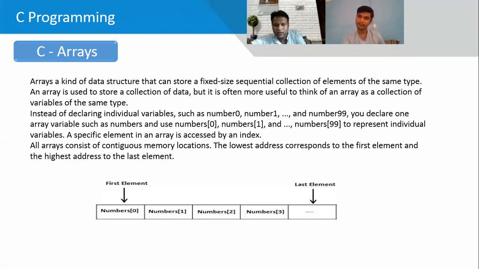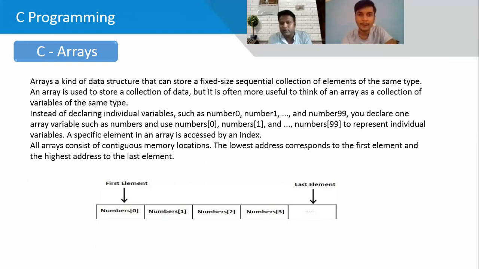So here in a single memory location we store 4 or 5 values, and we have mentioned the index numbers: index 0, index 1, index 2, index 3, index 4. This index number helps you to store more than one value in a single memory location.